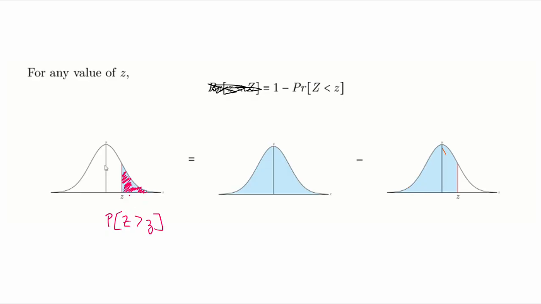There are two possibilities here. The first one, I can find the symmetric area. This is minus z because it's symmetric. And I can say this is P of z less than minus z, and then I can go to the table. Here I cannot use the table, but after I do this modification, I can go to the table.